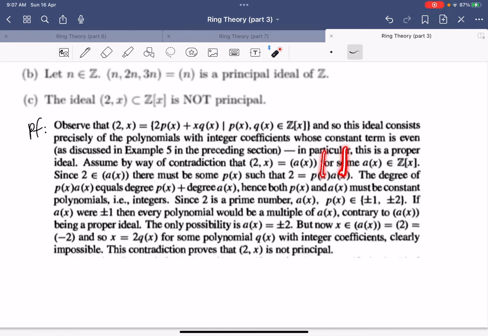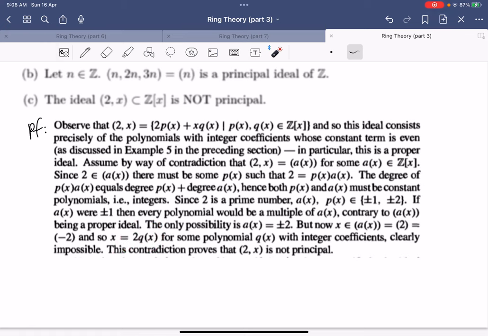And since we know this 2x doesn't generate the whole thing, a(x) cannot be 1, so p(x) must be 2. So this means that a(x) is a constant polynomial 1. So the only possibility in this case is that a(x) is plus or minus 2, because a(x) cannot be 1. But because we know x is an element of this ideal (2), then x must equal 2 times some polynomial q.